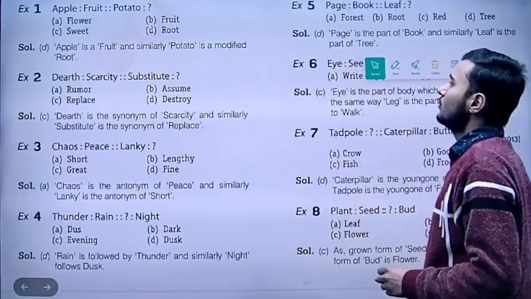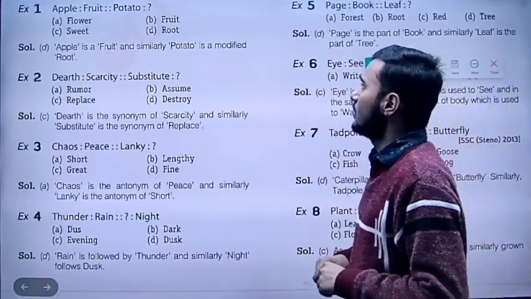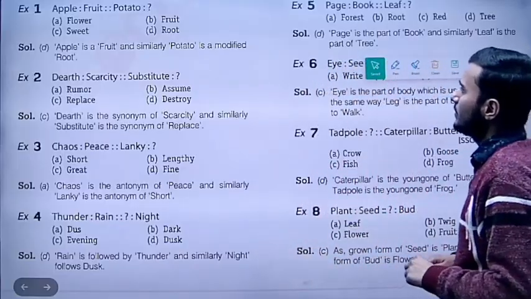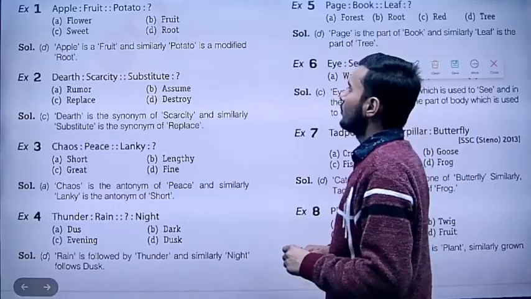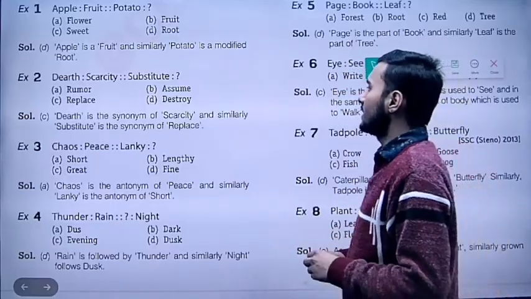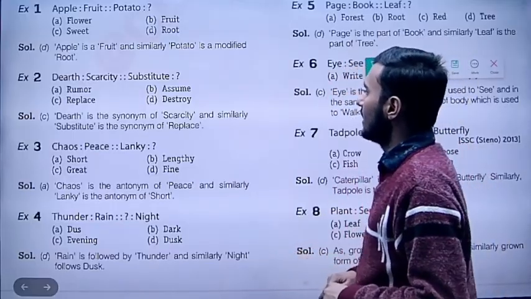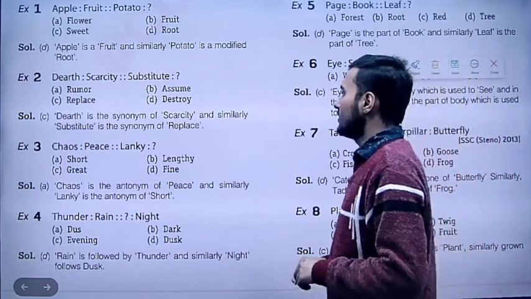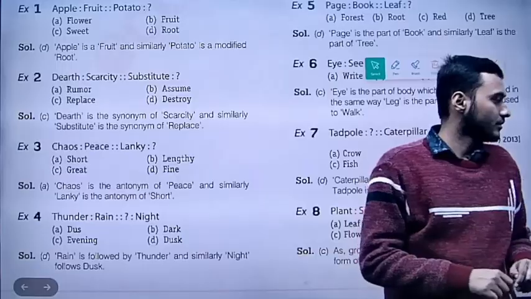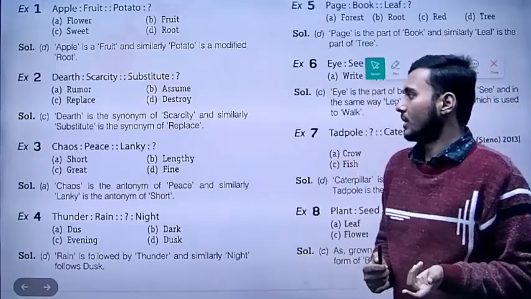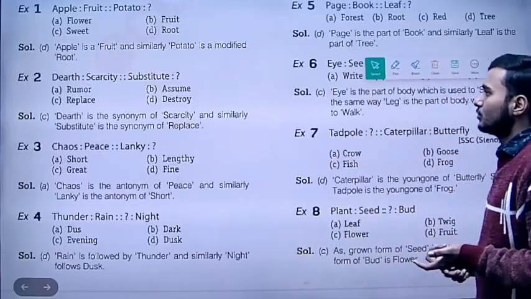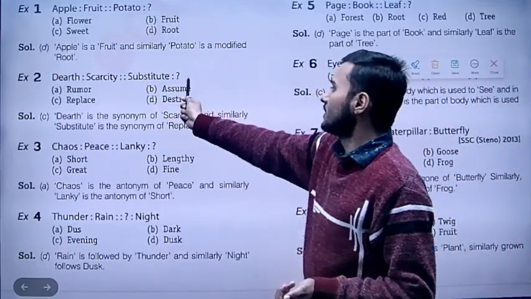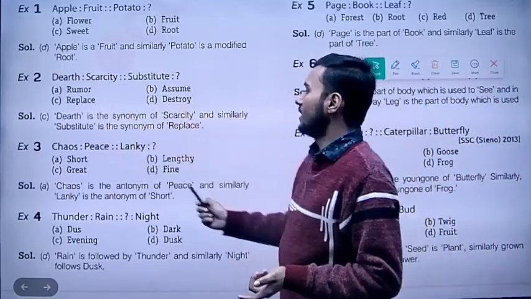See, now if you look at this example, apple is equal to fruit, and potato is equal to what? The answer will be root. Why? Because apple is a fruit and similarly potato is a modified root. Similarly we can say that debt is equal to scarcity. It means that debt is a synonym of scarcity. Scarcity means a shortage of something. So like that, what does substitute mean? What relationship are we using? We are using the synonymous relationship. Substitute means replace, so our answer will be replace.